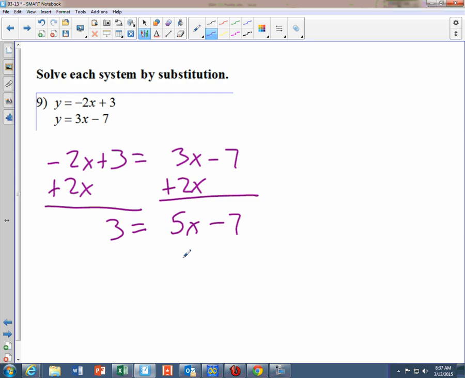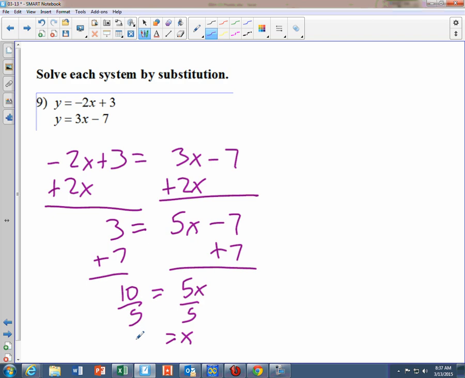Hernan, help me solve the rest of this. What do I do? Add 7 to both sides. What's left on this side? Equals. And now what do I do? Divide by 5. X equals what? 2.